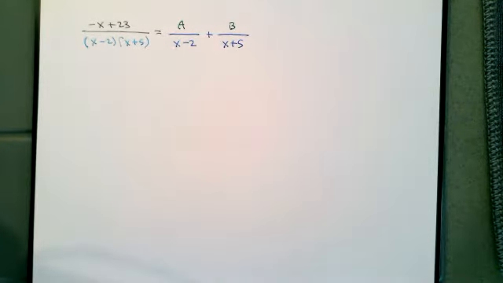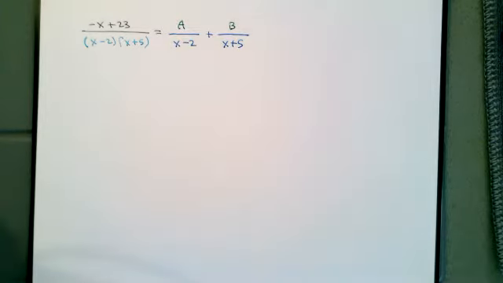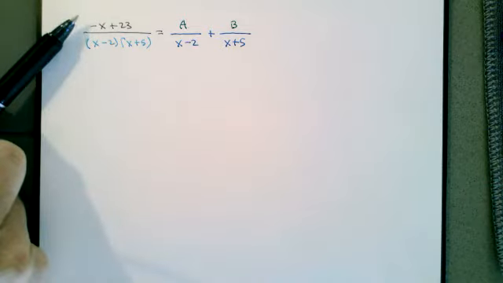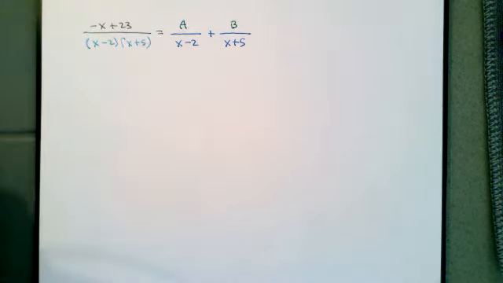So we put constants on top of our linear denominators. We know we can get away with constants because we've done the long division to make sure that the degree of the numerator is less than that of the denominator. That's why we can get away with constants. That's why we want to do that long division first.